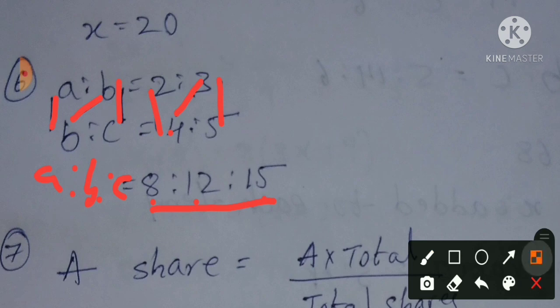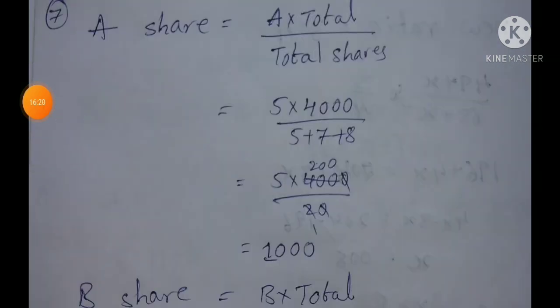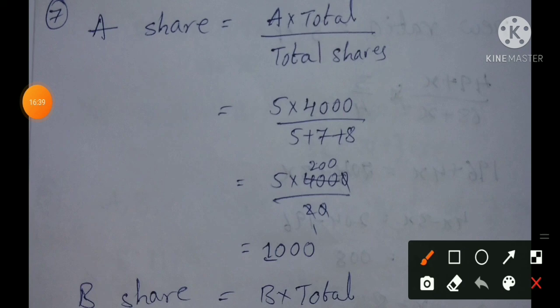I have another shares question, that is divide 4000 among a, b, c so that their shares may be in the ratio of 5 is to 7 is to 8. So a share equal to ratio of a into total amount by total shares. Okay, so a share is 5 into 4000 by 5 plus 7 plus 8, 20. By simplifying this we are going to get 1000 rupees.